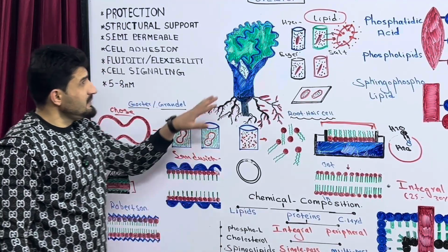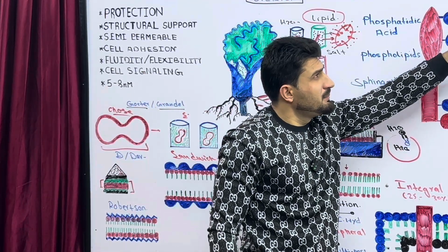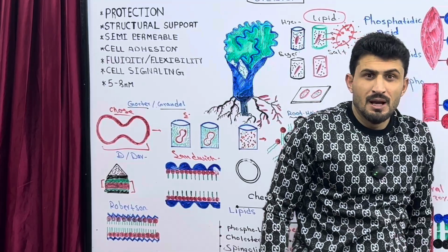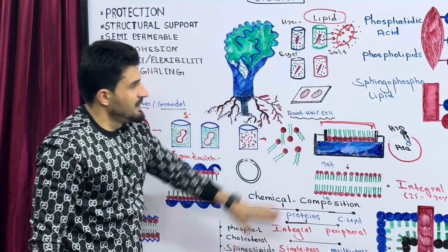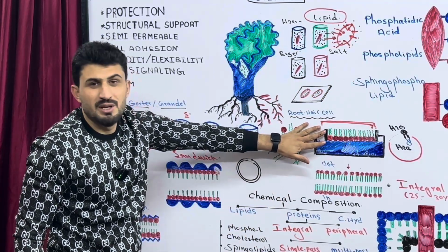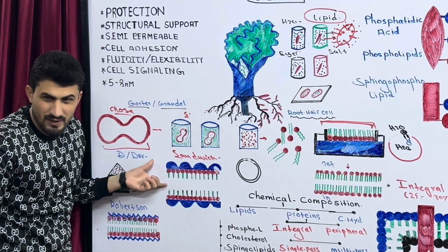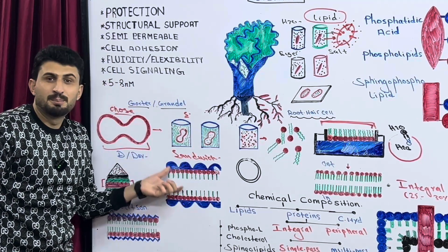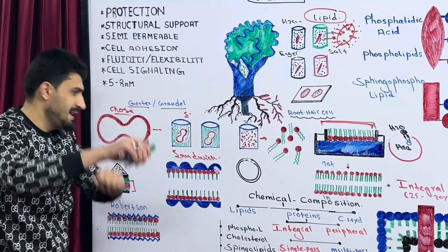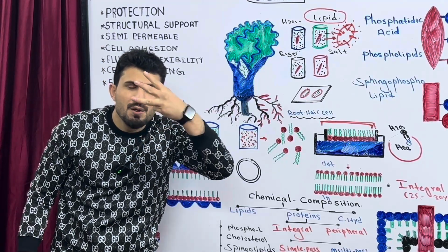Got it? After these two gentlemen, another gentleman came, and his name was Robertson. Mr. Robertson said that yes, the cell membrane has a lipid nature. Yes, it is made of two layers of lipids. Yes, the cell membrane is like a sandwich, with a cover of protein from the inside and from the outside. Plus, he said that the cell membrane is made of three layers.